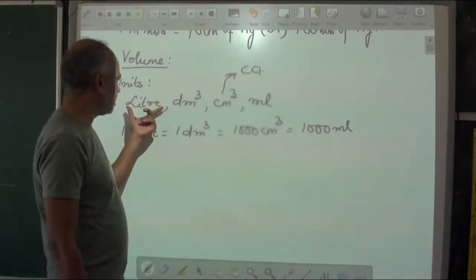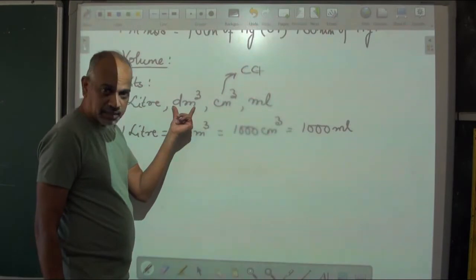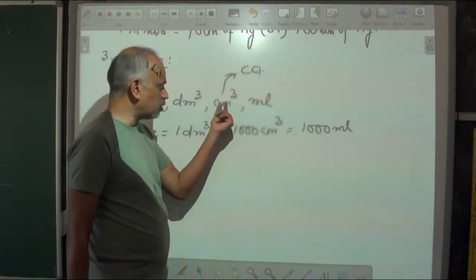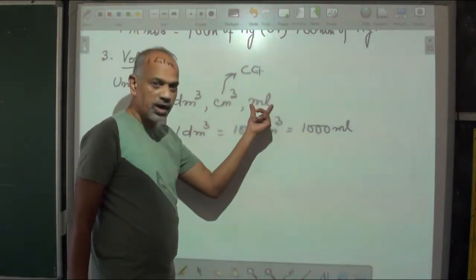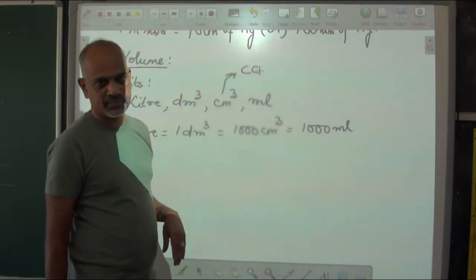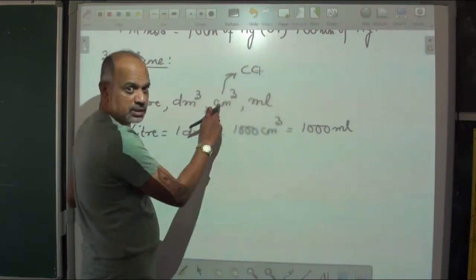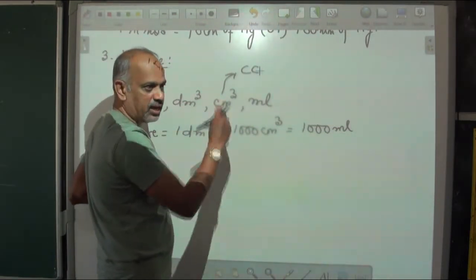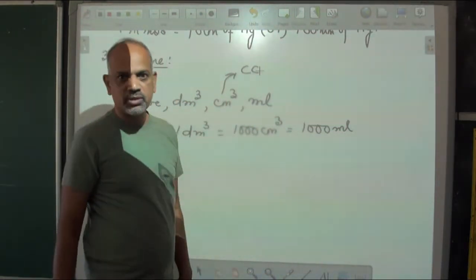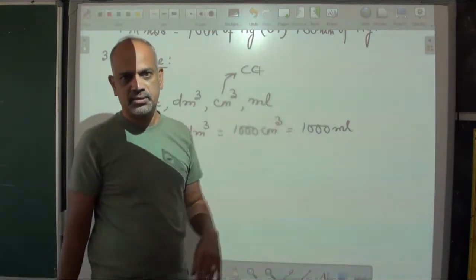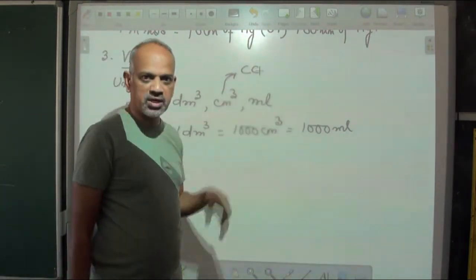So it's measured in liters or decimeter cube, both are the same, or centimeter cube, or it is measured in milliliters. Now, centimeter cube and milliliter are the same. If I say 20 centimeter cube, it means 20 milliliter. Both these quantities are the same.